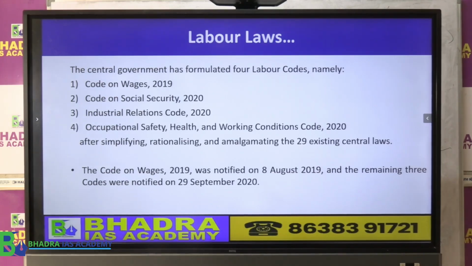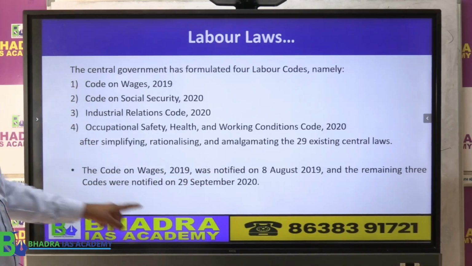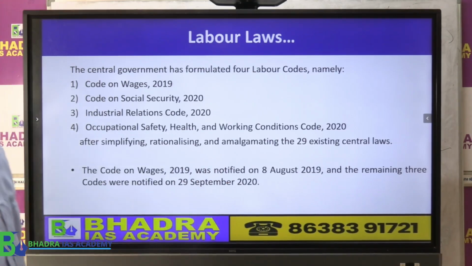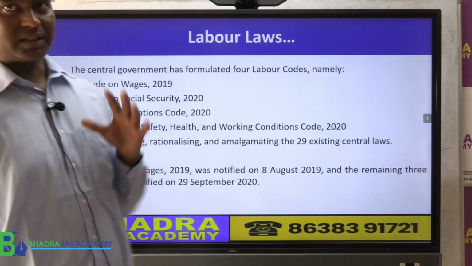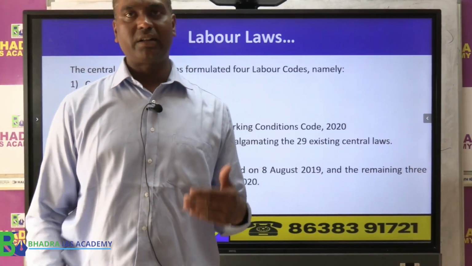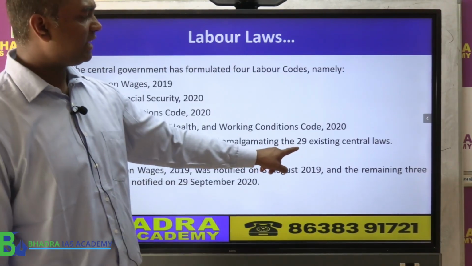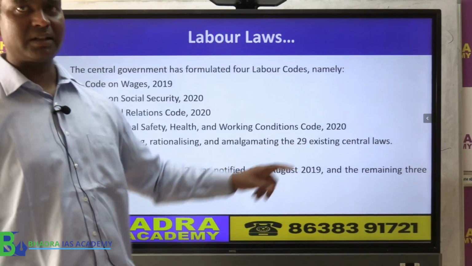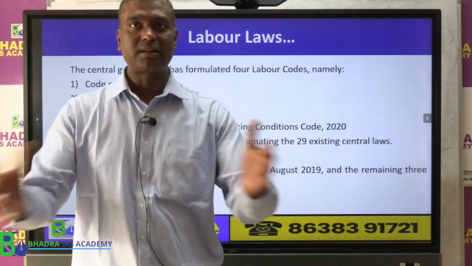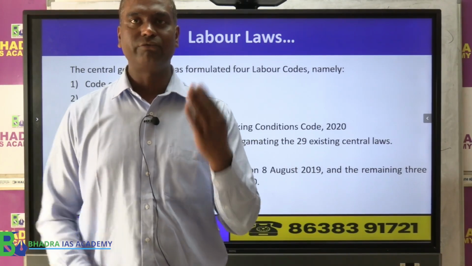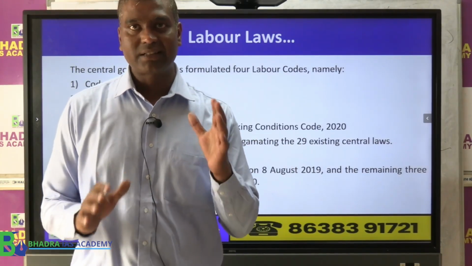Now these codes have been notified by the government. The Code on Wages was notified in August 2019. The remaining ones were notified in September 2020. So from an exam point of view, remember these are the 4 codes related to labor. These codes have been created from 29 existing central government laws. They have been combined and made into 4 codes. That's the idea of a code.